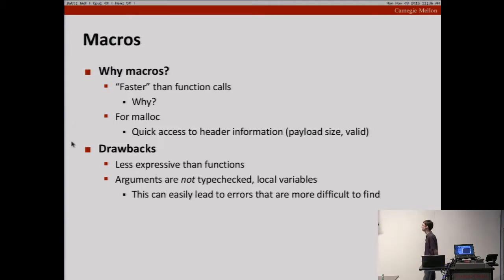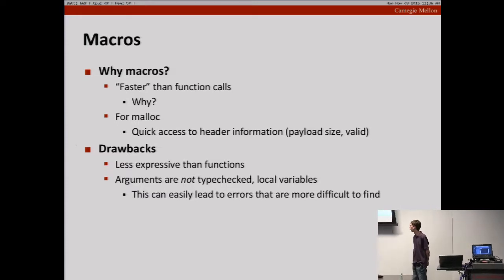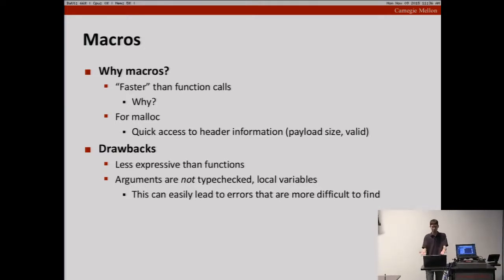Drawbacks of macros: they're not as expressive as functions. You can't do everything you can do with a function, because they don't have a return. It just replaces with the body, so you're not actually returning something. You're also not given type-checked local variables. The arguments to a macro are just replaced with whatever's in there, so you can't assert that you can only put an int in there. The type checking happens after the replacement, and that can be confusing. Also, the variables aren't local variables, so if something in there is a pointer or updates state somehow, you might not be able to easily see what's going on.